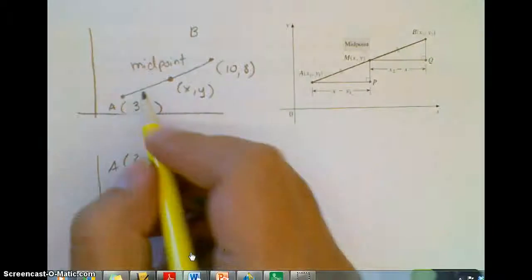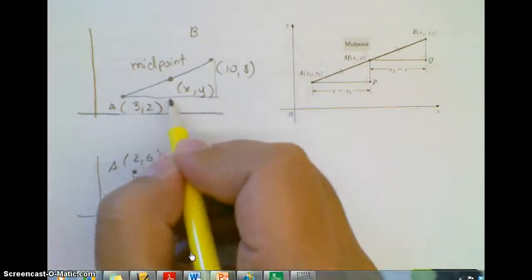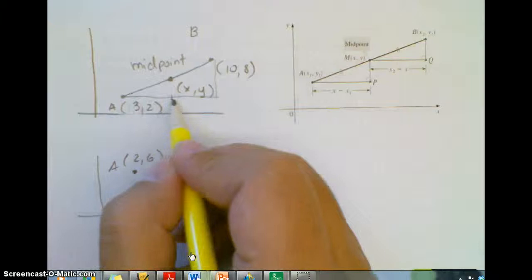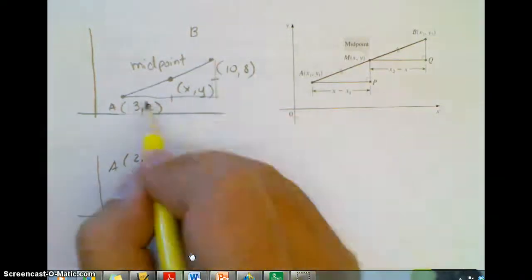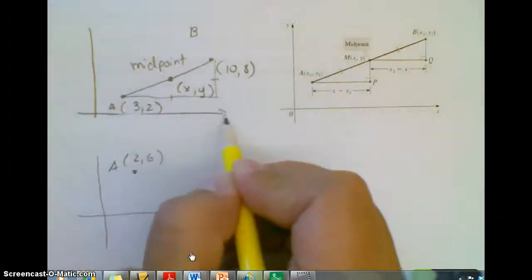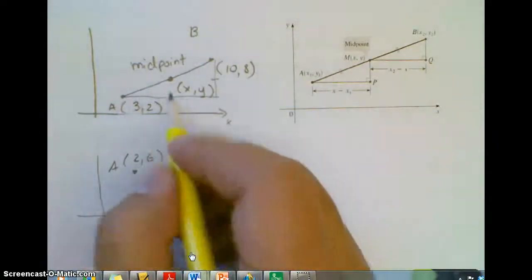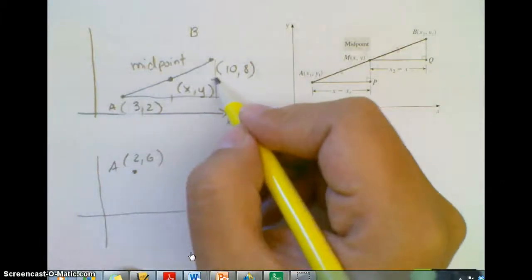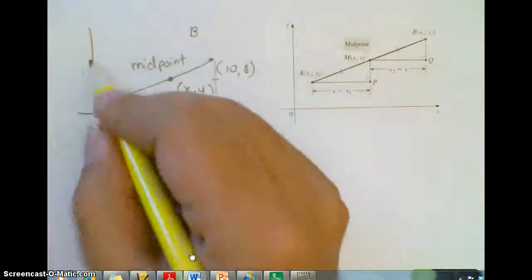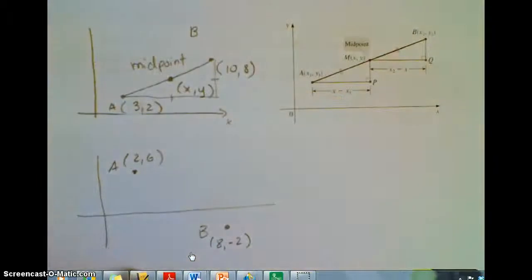So the idea behind it is that I know the midpoint is going to be the midpoint of this leg and the midpoint of this leg. This leg is parallel to the x-axis, so this midpoint on the x side is going to give me the x coordinate of my midpoint, and the midpoint of this leg that is parallel to the y-axis will give me my y coordinate of the midpoint.